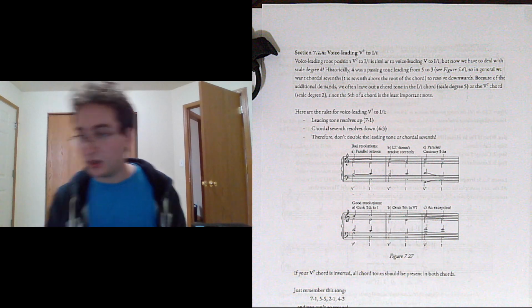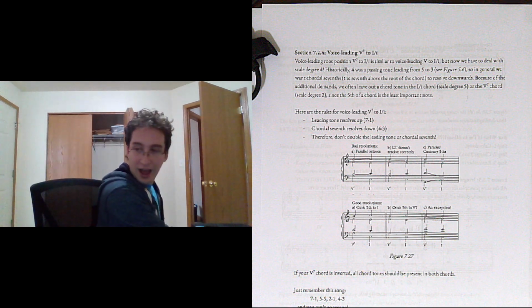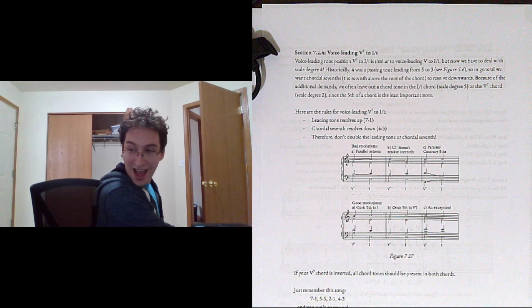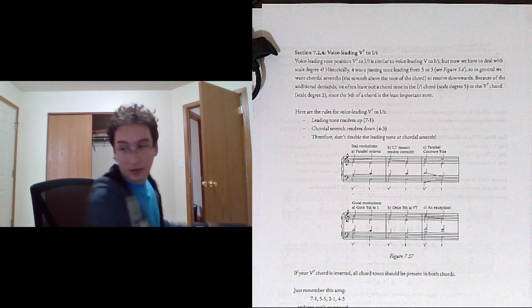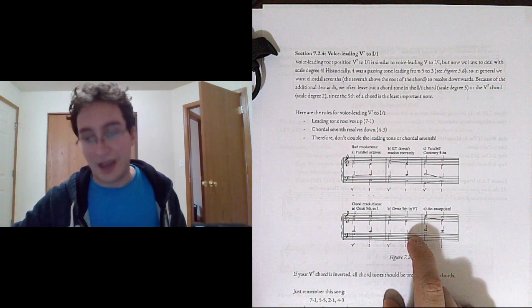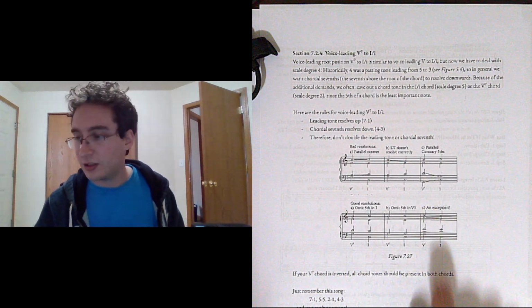So there's no scale degree 2 here. We have 5, 5, 4, 7. So that extra 5 can just stay on 5. That's super lazy, and you have all of your chord tones in your tonic.